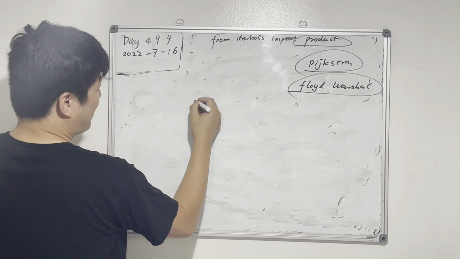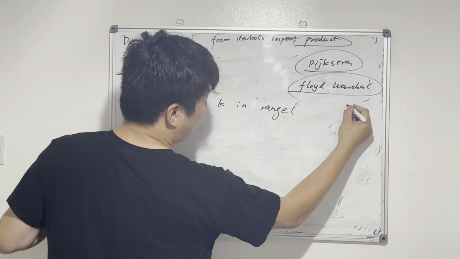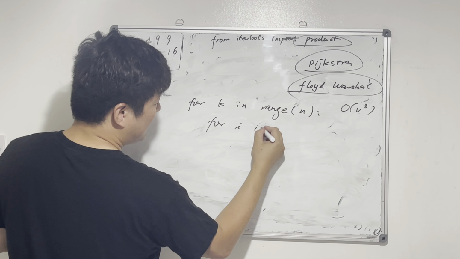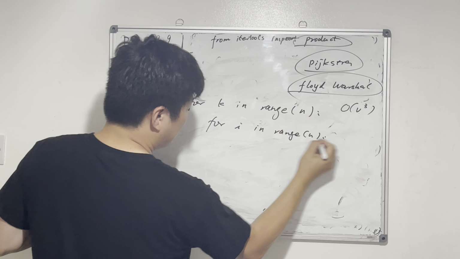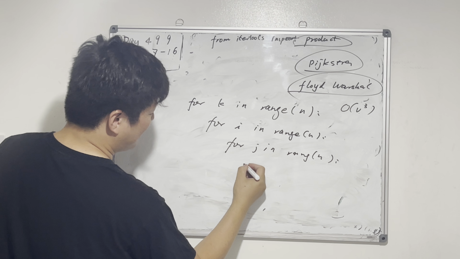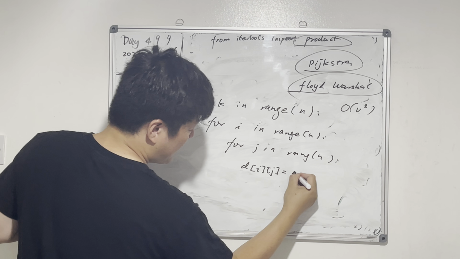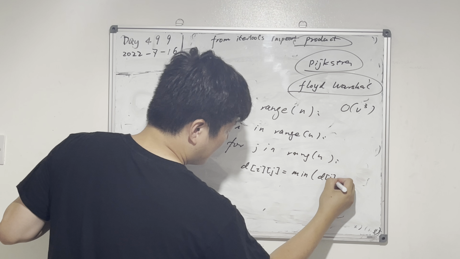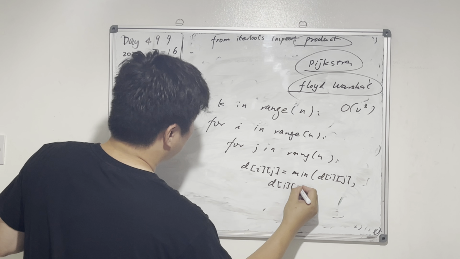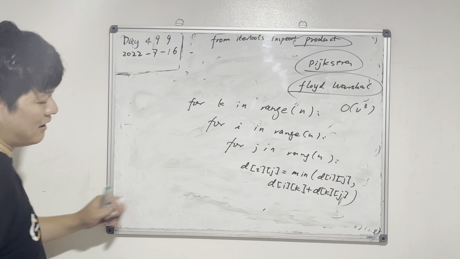So for K in range n, the time complexity is O(n cubed), and then for I in range n, for J in range n, right? And then we can say, look, if the shortest path dij is the minimum, we want to get the minimum dij, and then d I to K plus d K to J, right? So that's the spirit, right?